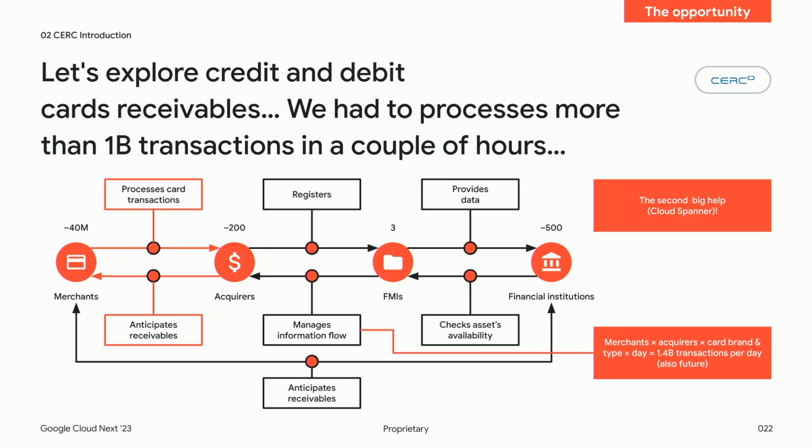So this slide explains why we are here. In the credit market, you have a specific situation in credit card. We have merchants. In Brazil, we have more than 4 million merchants. You have acquirers, 200 acquirers. Acquirers are the owners of the credit card machines. FMIs, competitors. So we exchange information between us and banks here, more than 500 banks.